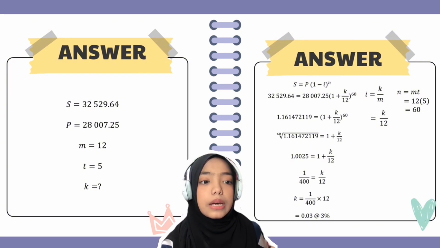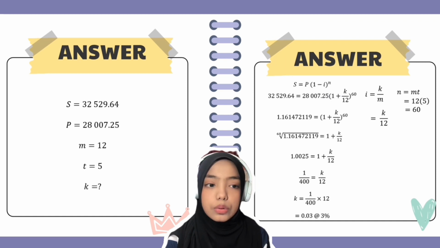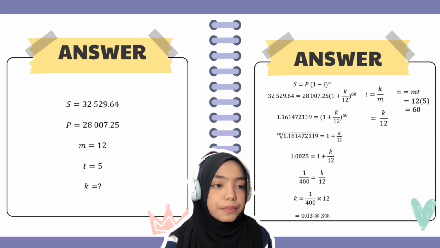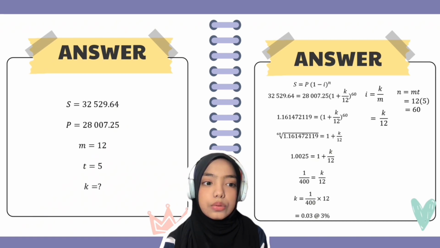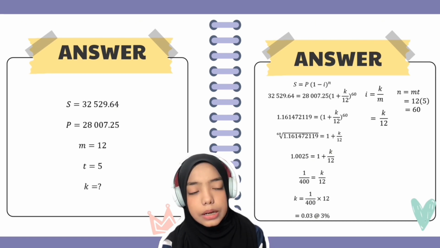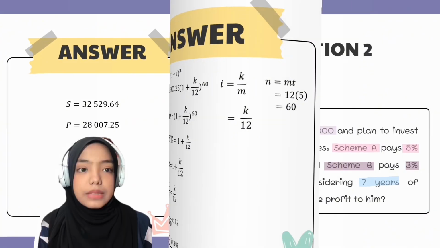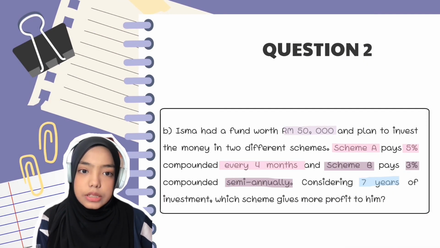So the answer we'll get is 1.0025 equals 1 + k/12. After that, 1.0025 minus 1 will get 1 over 400 equals k over 12. To get the final answer, we take 1 over 400 times 12 and we got the final answer as 3%. Let's move on to the next question.